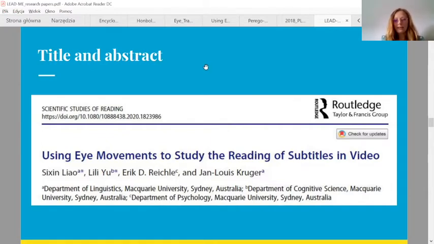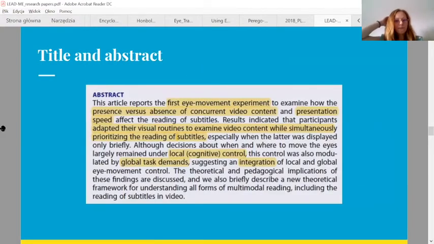Okay, so let's look at the abstract. What do they say? This article reports the first, and this is a great sentence, really. The first eye movement experiment to examine how the presence versus absence of concurrent video content and presentation speed affect the reading of subtitles. So to me, it's like, why is it the first experiment to examine that? We've just seen an experiment that was about, for example, presentation speed, and was published 2 years earlier. The article by Agnieszka.